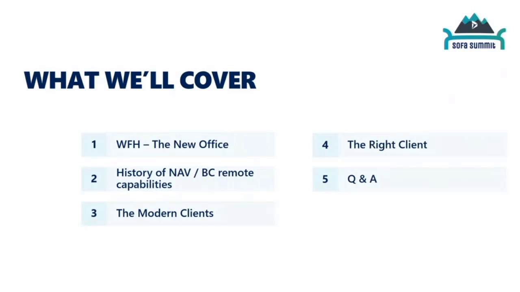So what we're going to cover today: a quick discussion around working from home. It's the new office. Looking at, historically, what you can and can't do with Nav and Business Central from a remote capabilities perspective. Then we're going to look at the modern client, so focus on where we are today with Business Central and what it offers you in terms of connectivity. And then quickly talk about which is the right client, when would you use it, the different types of clients in different scenarios. And then any questions at the end.